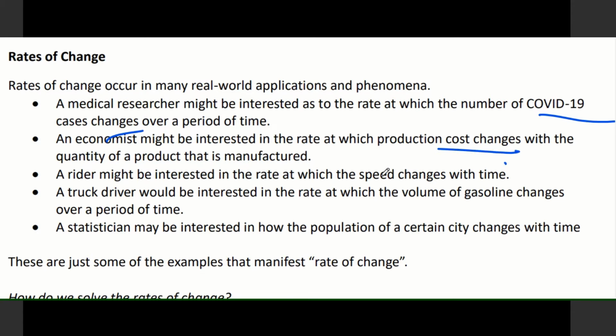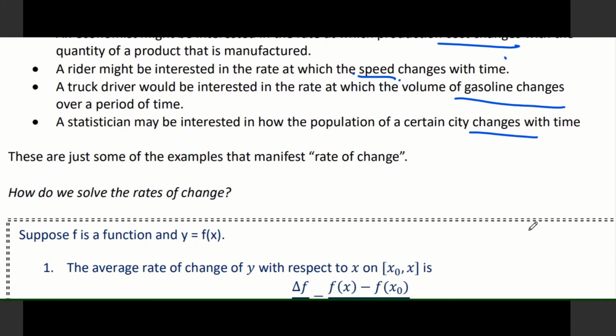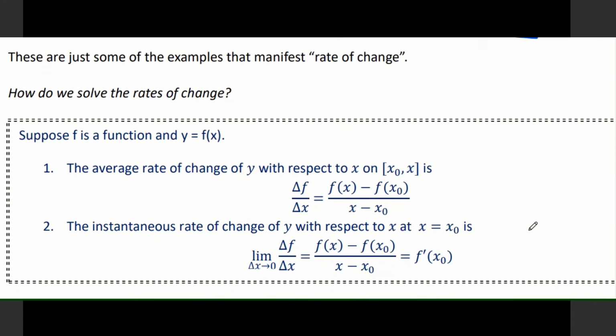Also, a rider would be interested in the changes of its speed. A truck would be interested in the rate at which the volume of gasoline changes, and a statistician might be interested in how the population of a certain city changes with time. So these are basically the changes that calculus talks about. Okay, we call it rates of change. So when we say rates of change, we are involving equations, we're involving functions with respect to time and others.